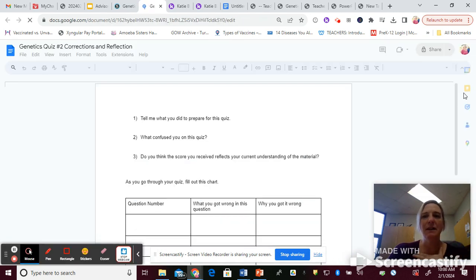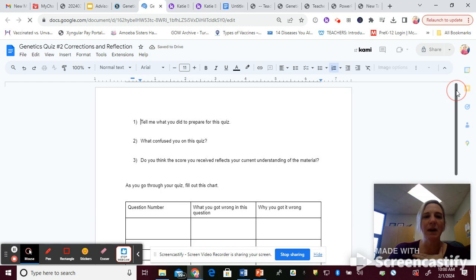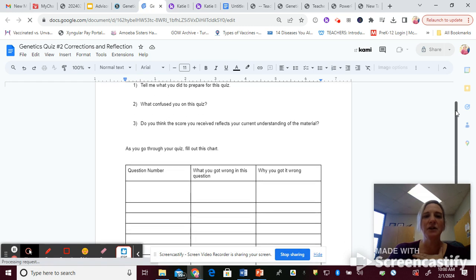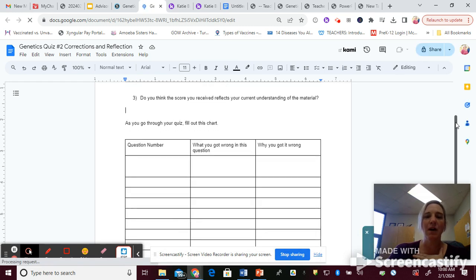It's a little bit different. You've got some questions to answer, and then you're going to fill out this chart: what did you get wrong and why you got it wrong? I want you to be more reflective. It's not like, tell me what the correct answer is, because I'm about to go over the quiz with you and you're going to have the correct answers.